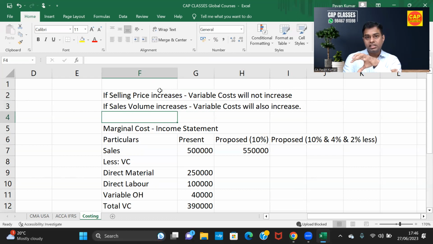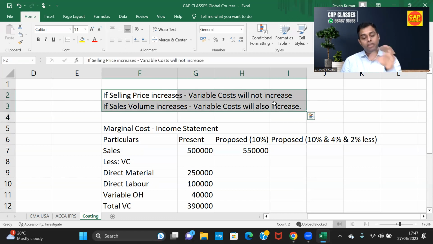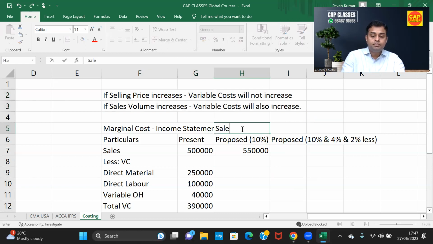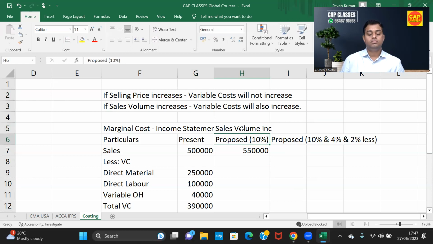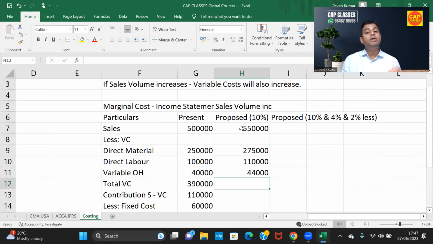If selling price increases, you are not increasing the quantity of production. Why variable cost will increase? So this you need to understand. So many students will do this wrong in the exam also. So because here sales volume increase, all the costs also will increase. So this is 10%. I'm applying same 10% for all the three. So 2,50,000 will become 2,75,000 plus 10%. 1 lakh will become 1,10,000 plus 10%. 40,000 will become 44,000. So total variable cost, I applied same formula.